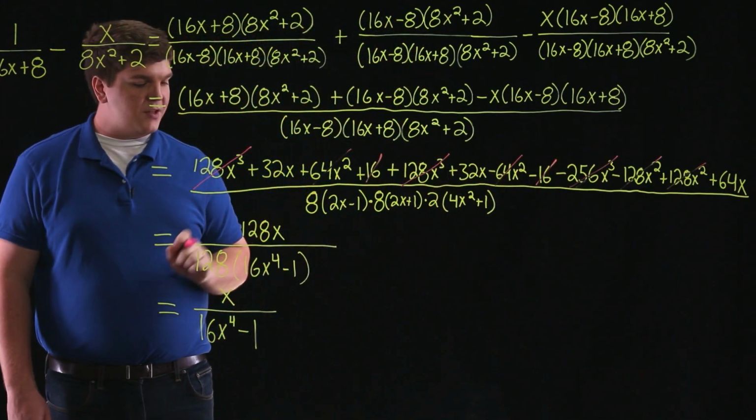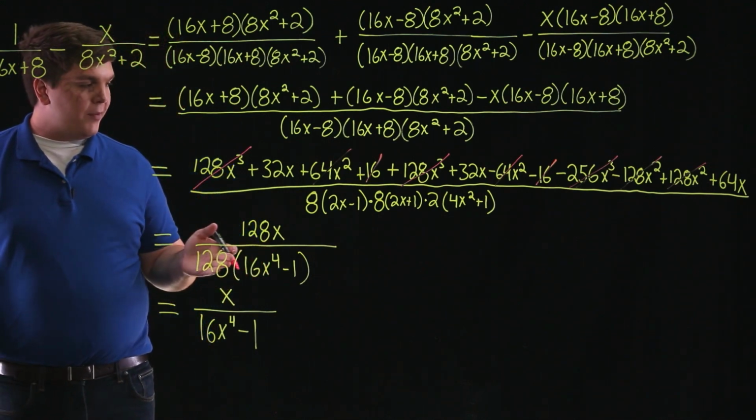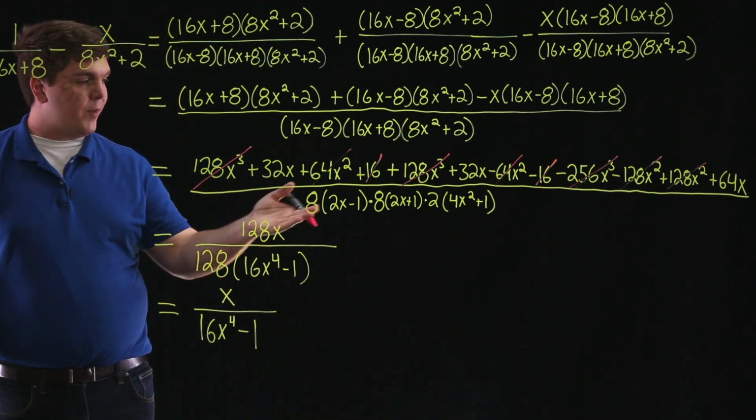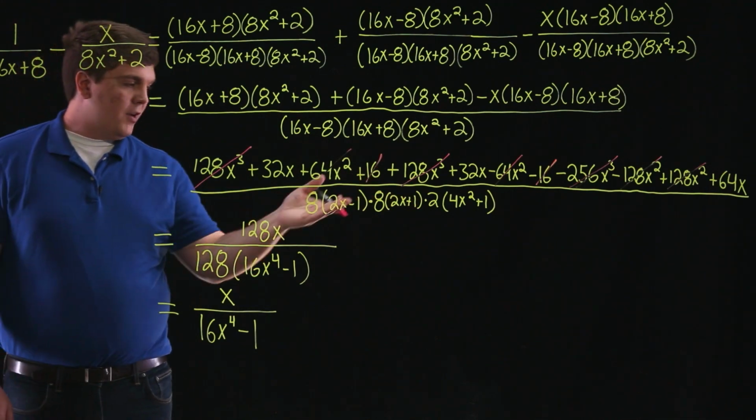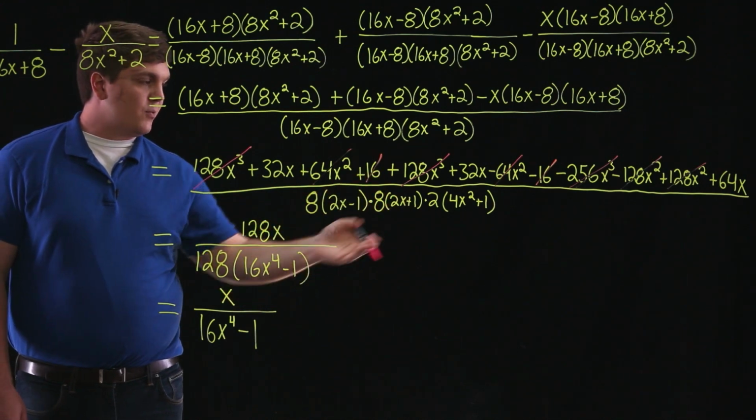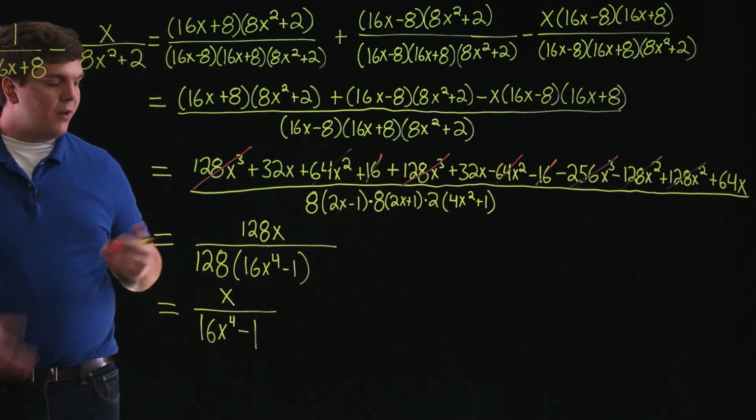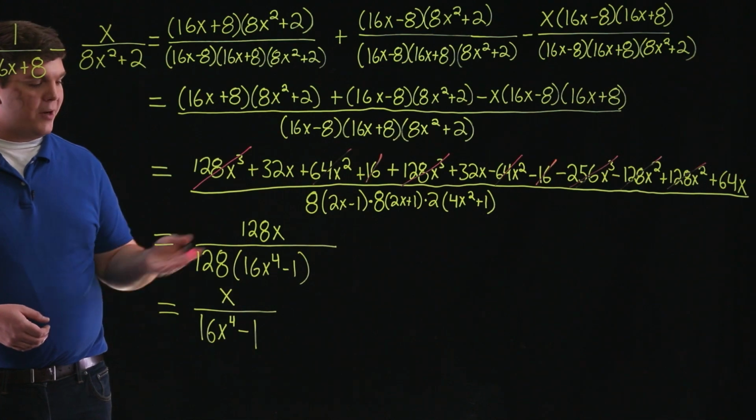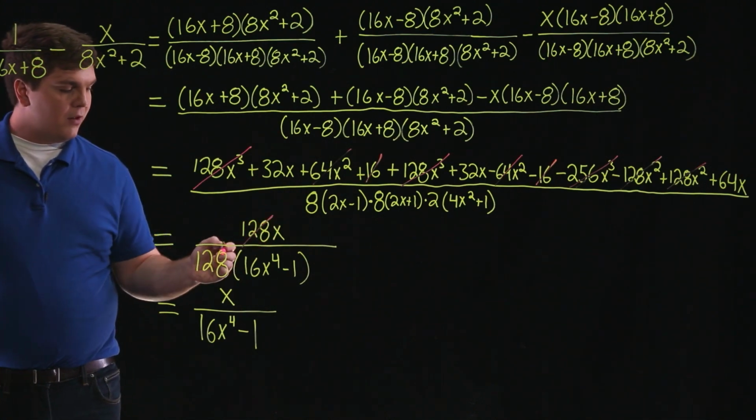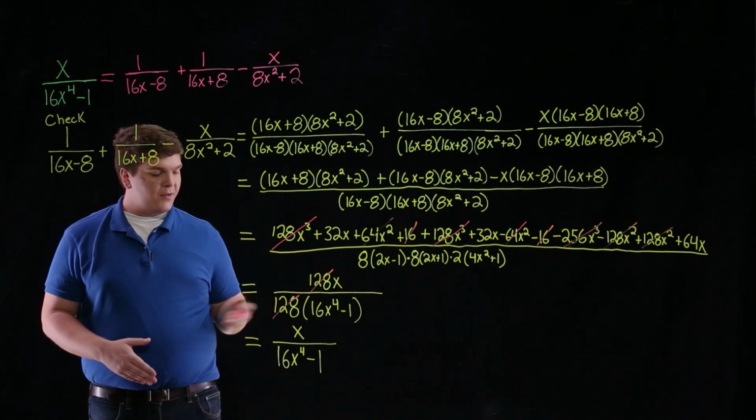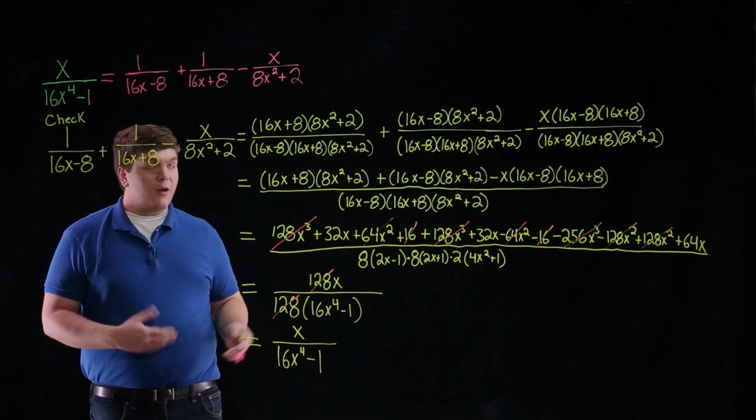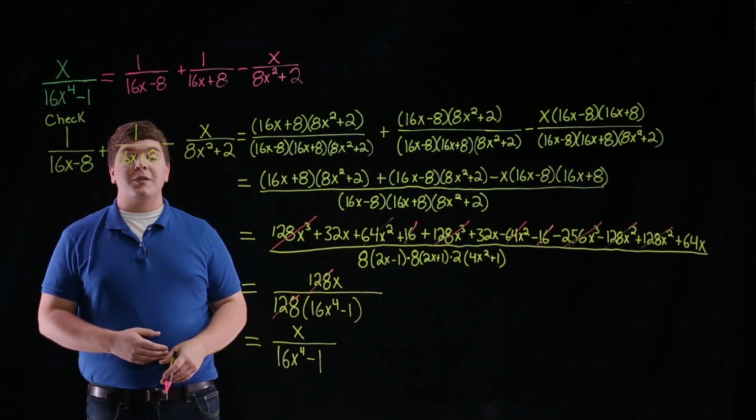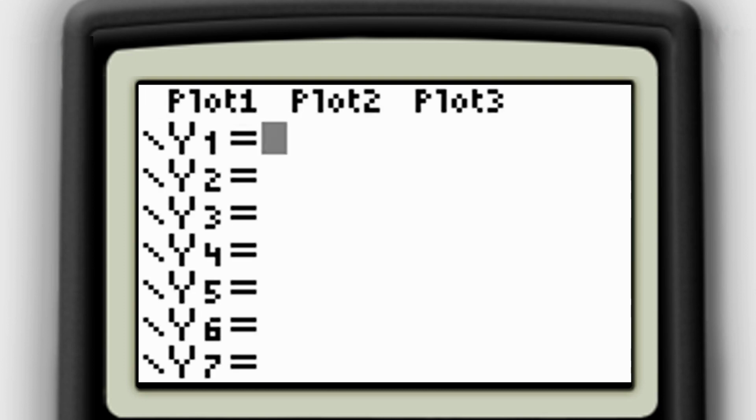So our numerator is just 128x, and our denominator, well, 128 comes from 8 times 2, and 16x to the fourth minus 1 comes from 2x minus 1 times 2x plus 1 times 4x squared plus 1. Here, we have a 128 in the numerator and in the denominator, so we can cancel these 128s, and what we're left with is x divided by 16 times x to the fourth minus 1, which we see is equal to our original expression. Next, we will use a graphing utility to verify our solutions.